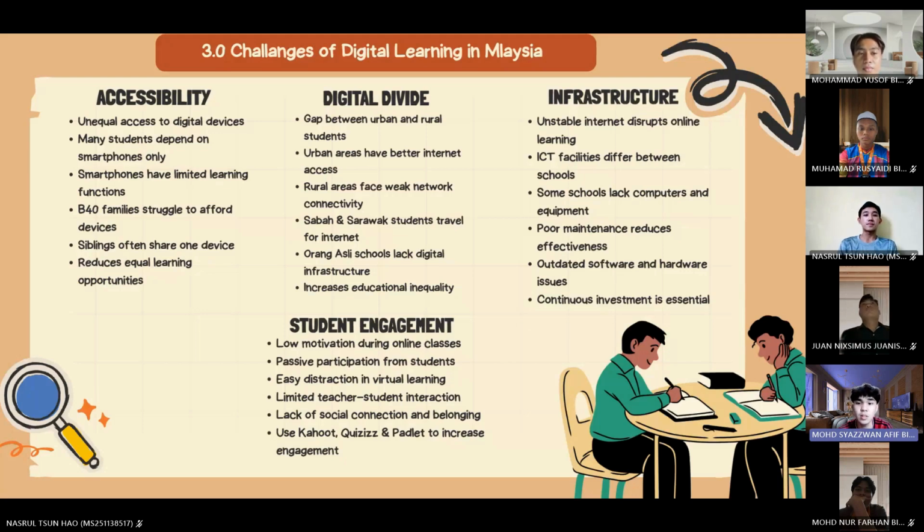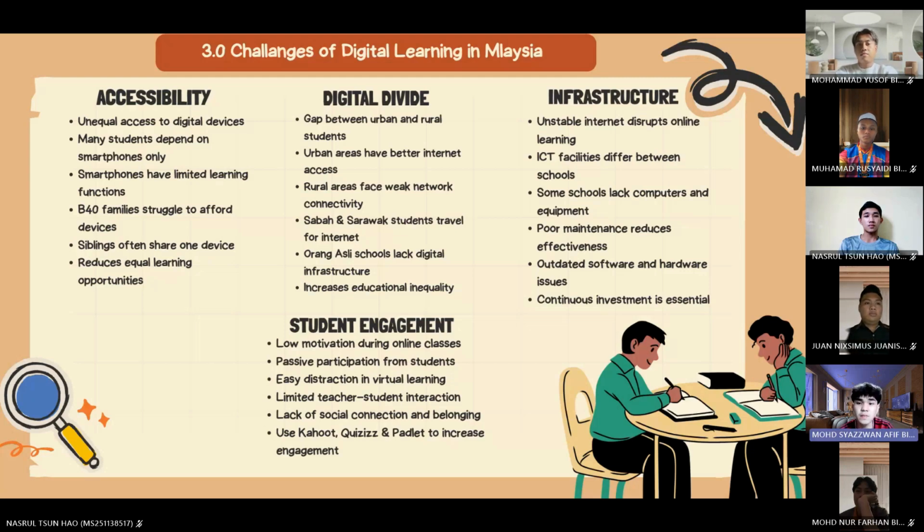Many students depend only on smartphones to attend online classes. Although smartphones are useful, they have limited functions compared to laptops, especially when students need to complete assignments, create presentations, or join online discussions. In addition, some families cannot afford to buy enough devices for every child. For example, B40 families may have only one laptop that has to be shared among siblings. As a result, students may miss classes or have less time to study, reducing equal learning opportunities.